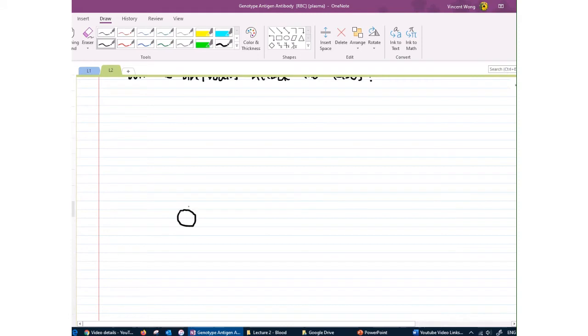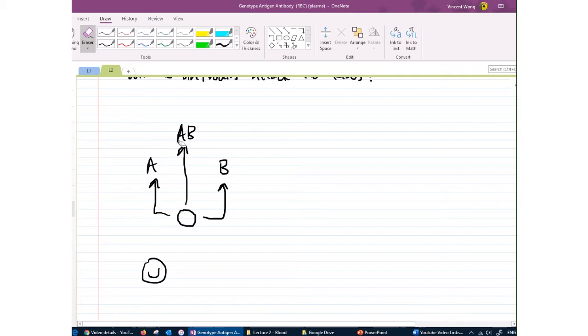So type O is at the bottom. You might have heard people say type O is the universal donor. They can give blood to type A, type AB, and type B. The reason they are the so-called universal donor is because on the surface of a type O cell, there are no antigens. There's no A, there's no B. So if you give it to these other people, it doesn't matter what kind of antibodies they have. Those antibodies are not going to react against nothing. So type O can be given to all the other blood groups.